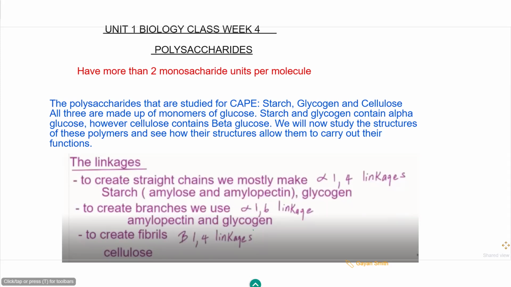All right, so let us have a discussion about the first polysaccharide that we're going to study, which is starch. So starch actually is made up of two different compounds. So starch is actually a mixture. Let me just give you an introduction as to what starch is, and we're going to learn about the two compounds found in starch.